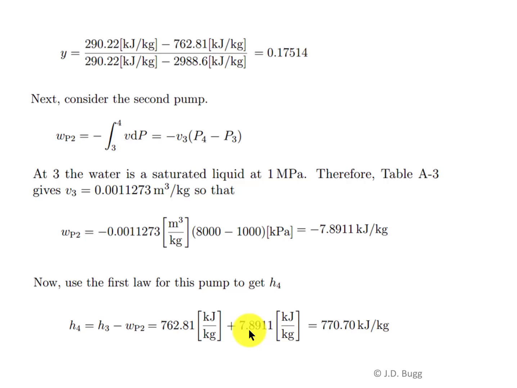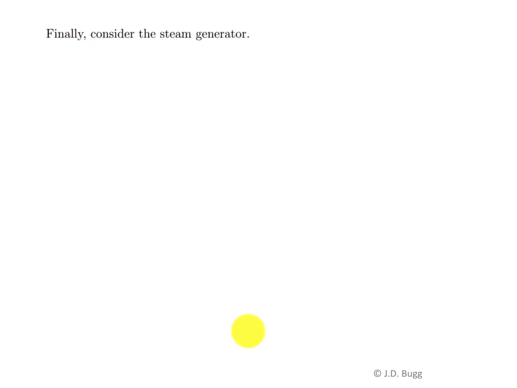The reason we needed to calculate that is because that's the inlet to the steam generator. So finally we can look at the steam generator, and the heat transfer into the steam generator will be h5 minus h4, and we have both of these enthalpy values from our previous work. So the heat transfer into the steam generator is 2,677.0 kilojoules per kilogram.